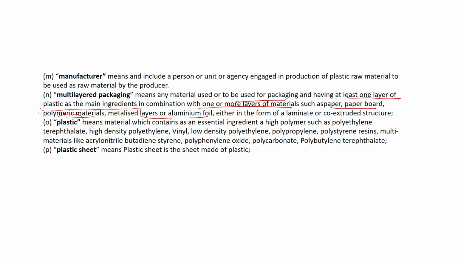Plastic, in the end. The definition of the word plastic is important. It means material which has an essential ingredient a high polymer, known as polyethylene terephthalate, high density polyethylene, vinyl, low density polyethylene, polypropylene, polystyrene resins and multiple materials which include the following substances. The plastic sheet means sheet which is made out of that plastic. So, these are the defining terms under the rules and regulations and they need to be interpreted in the same manner as the law or as the rules and regulations state them to be.